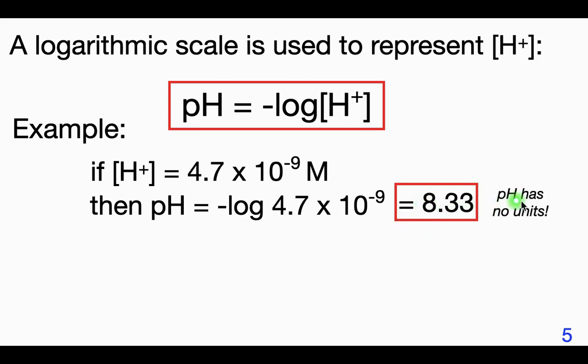Now the pH has no units. It's defined by this equation. The hydrogen ion concentration has units of molarity, but the pH doesn't. So there's no units on it.